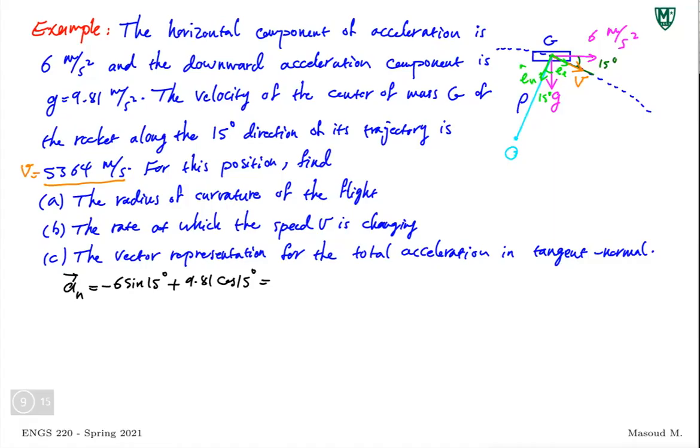I have 6 in X and g in Y. I want to go to En and Et, in normal and tangent component. Looking at the normal component, if I want to decompose that, that 6 should be multiplied by sine 15 to get the En component for that 6. And 9.81 should be multiplied by cosine 15 to get the En component for g.